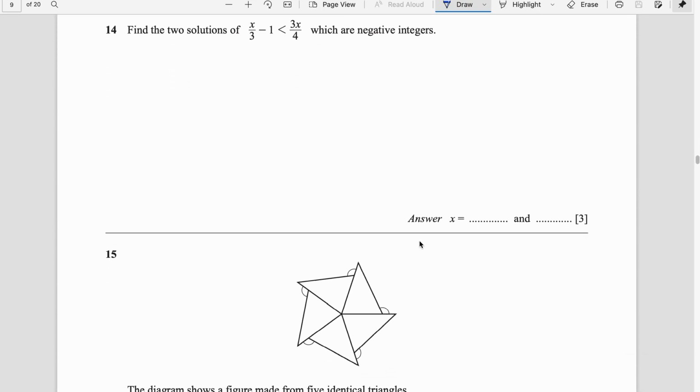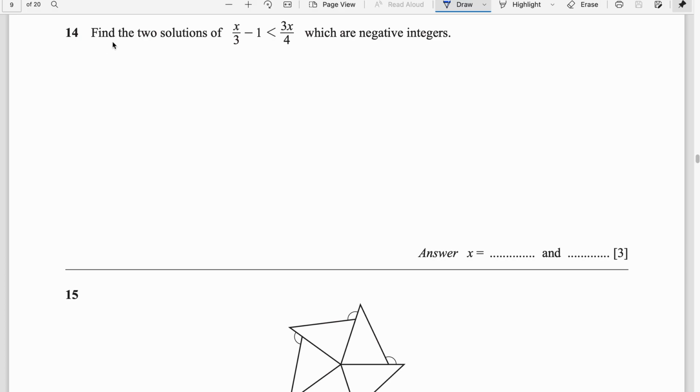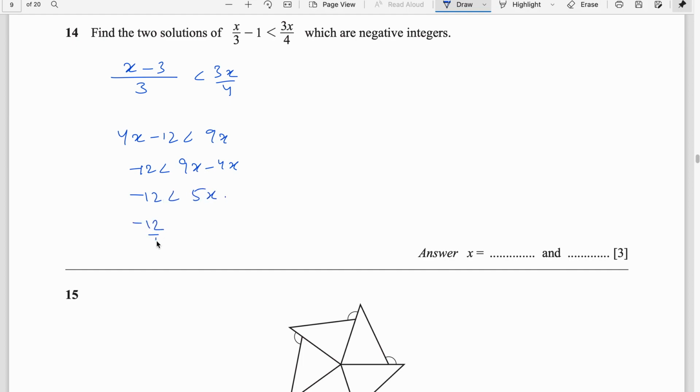Question number 14. Find the two solutions of this. So we take the LCM, that is 3x minus 3 is less than 3x by 4, cross multiply: 4 into x minus 12, 3 times 3 is 9x. You subtract this: 9x minus 4x, minus 12 is less than 5x. So minus 12 by 5 is less than x.